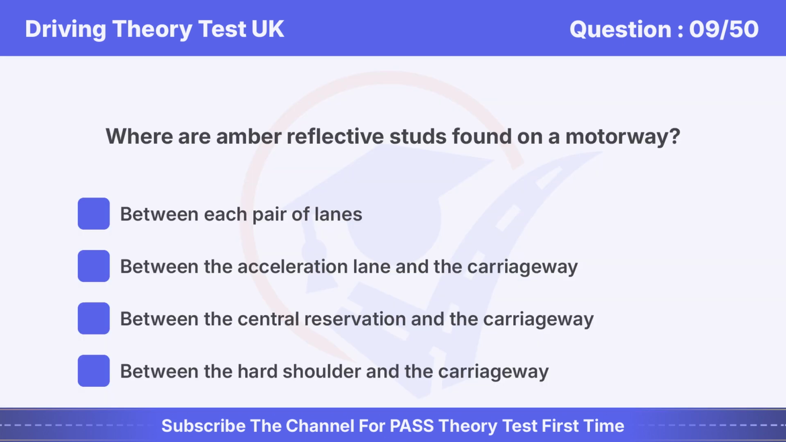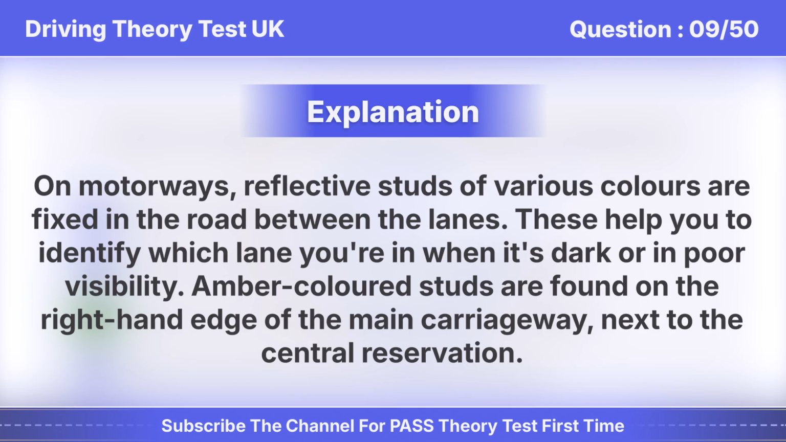Question 9. Where are amber reflective studs found on a motorway? Answer is C. Between the central reservation and the carriageway. On motorways, reflective studs of various colors are fixed in the road between the lanes. These help you to identify which lane you're in when it's dark or in poor visibility. Amber-colored studs are found on the right-hand edge of the main carriageway, next to the central reservation.